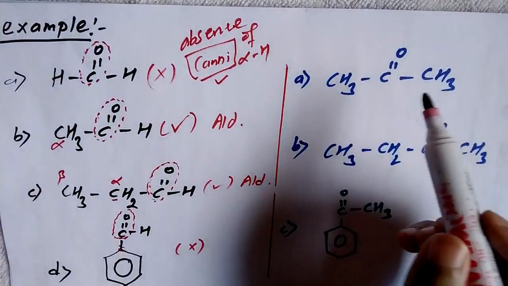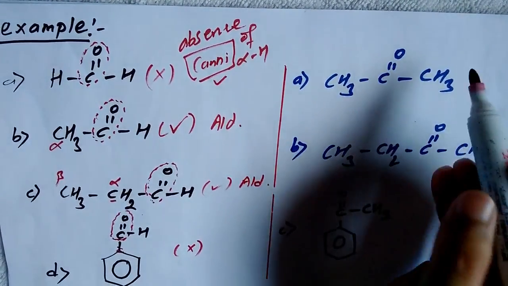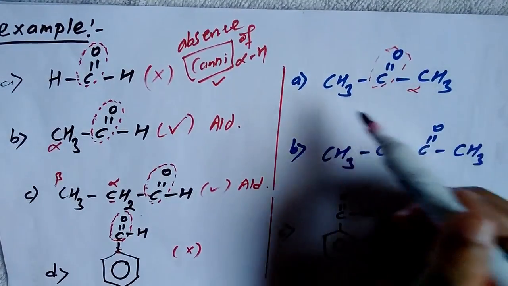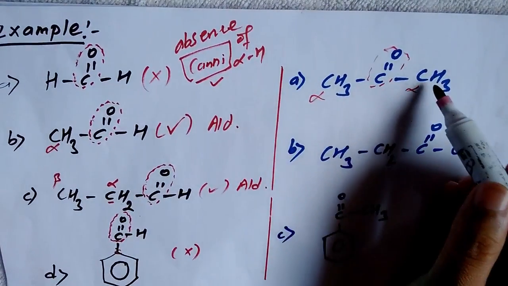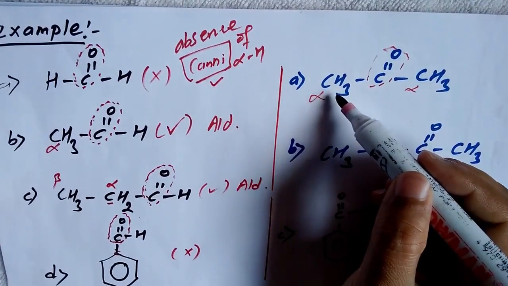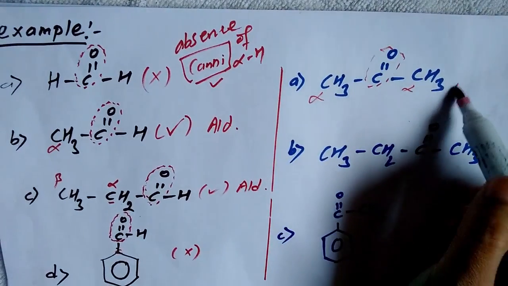Some examples of ketone: acetone, propanone, CH3-C=O-CH3. The carbon bonded to the carbonyl carbon is an alpha carbon, and this is also an alpha carbon. It contains 3 hydrogens, that is alpha hydrogen, and here also 3 hydrogens, that is alpha hydrogen, so it gives aldol condensation.